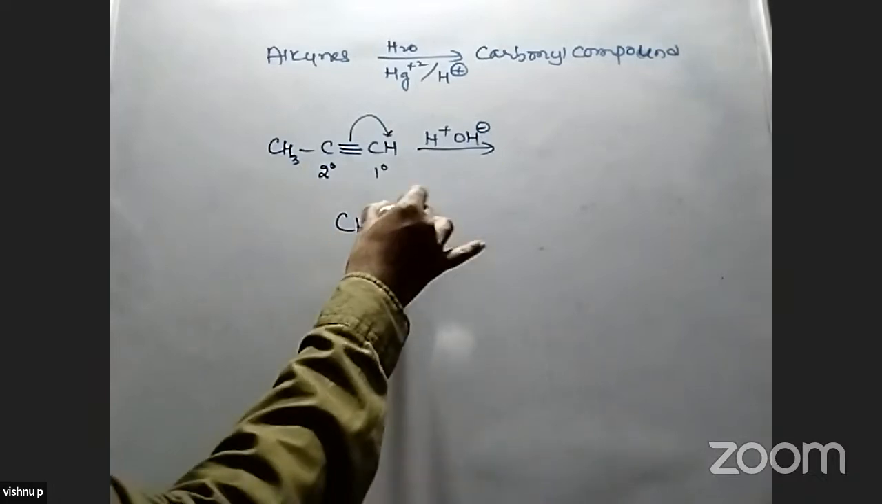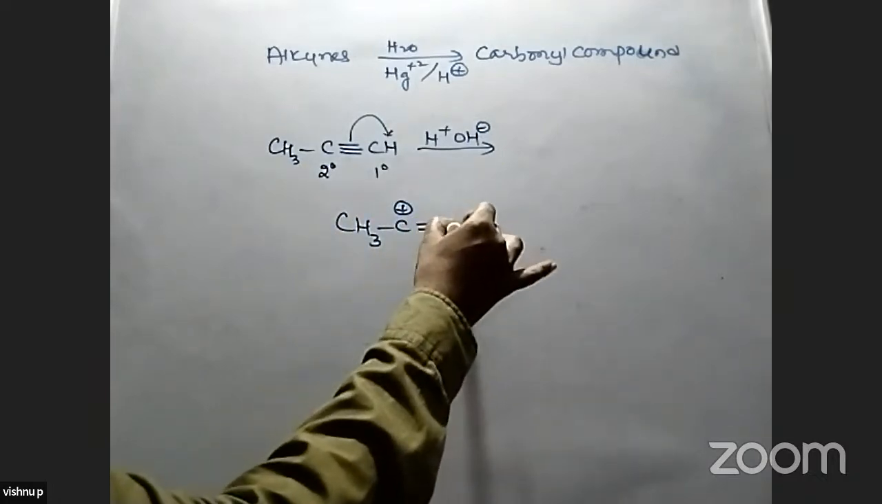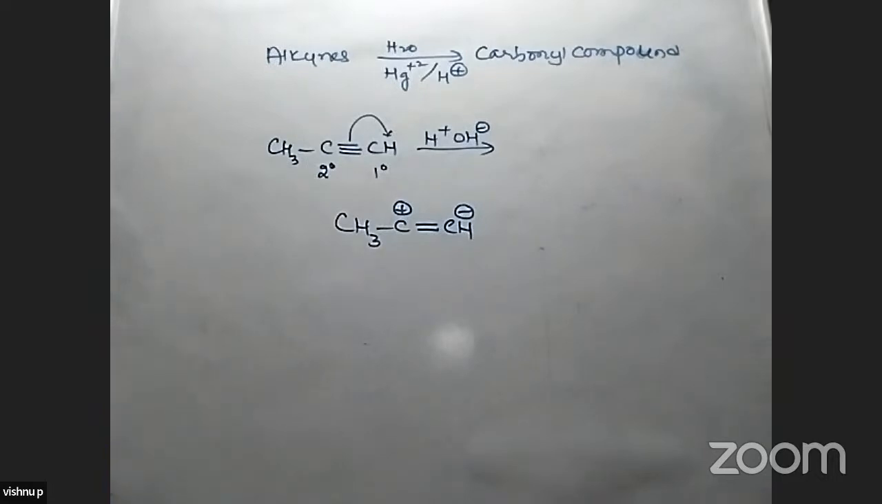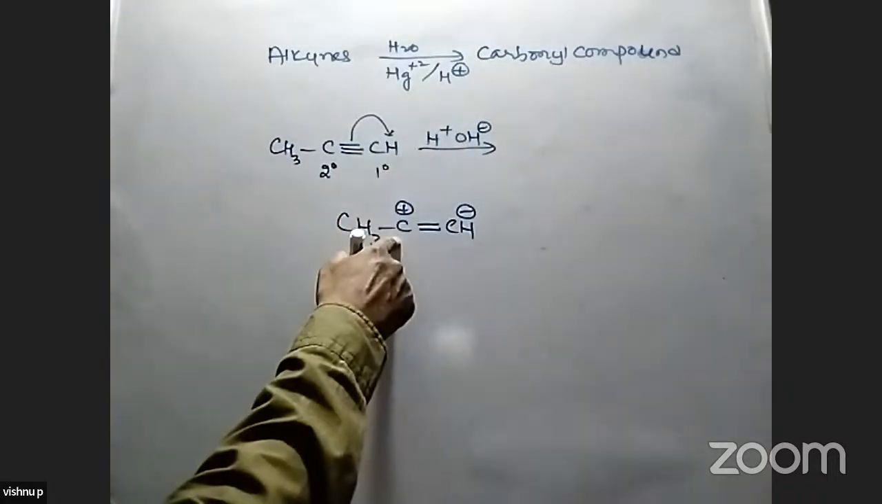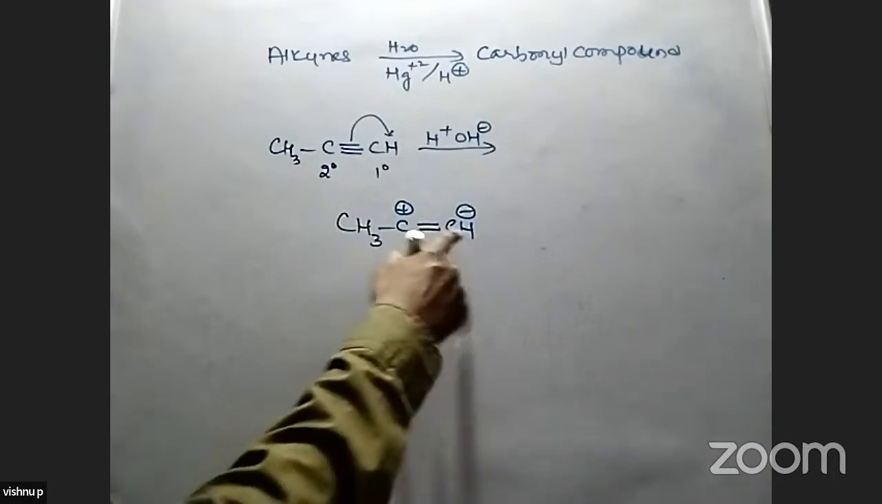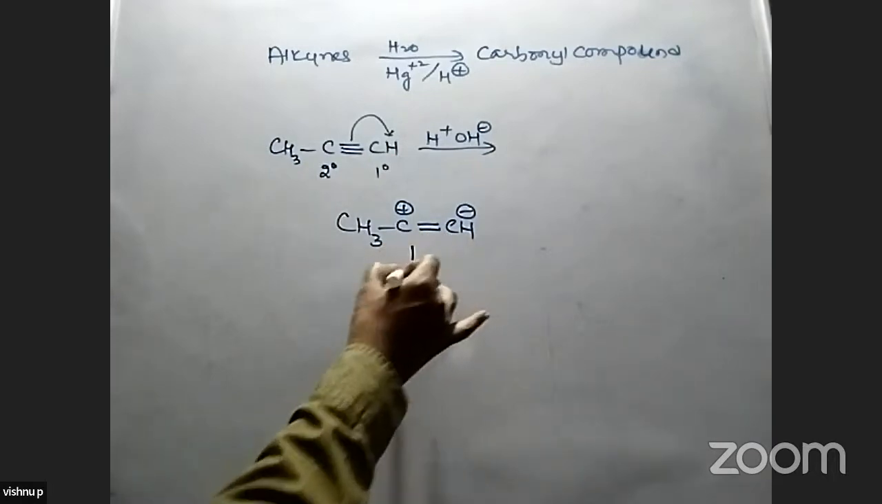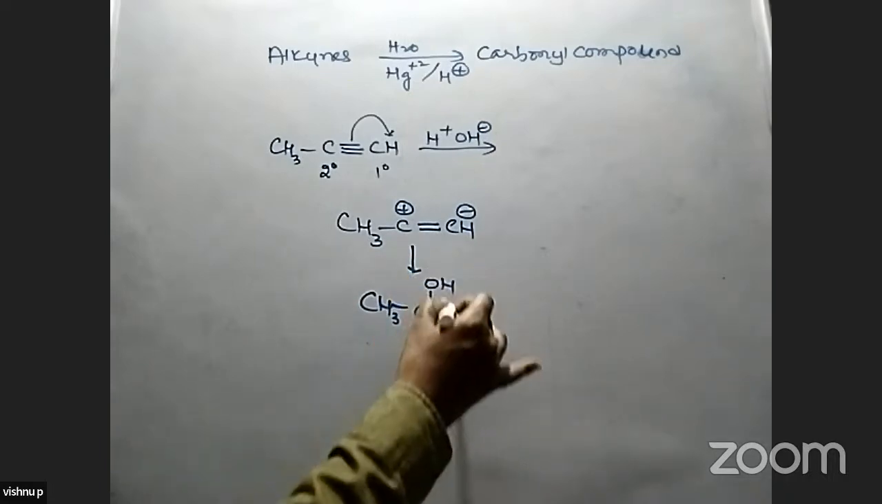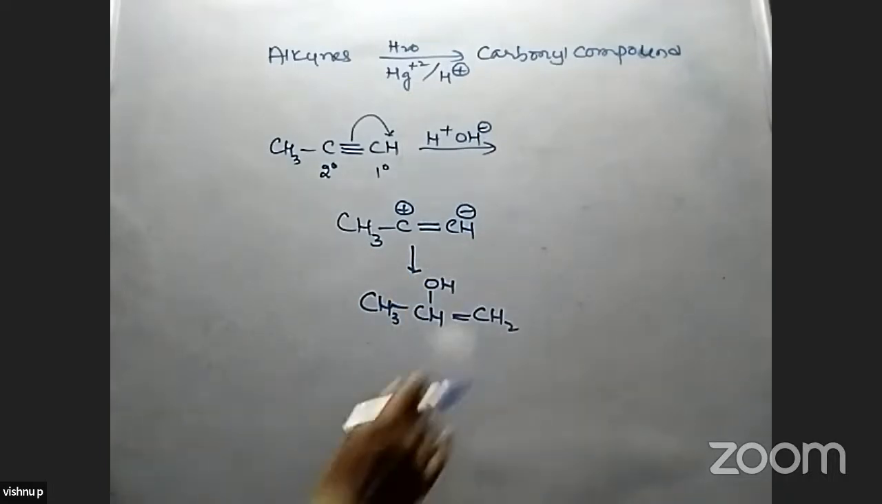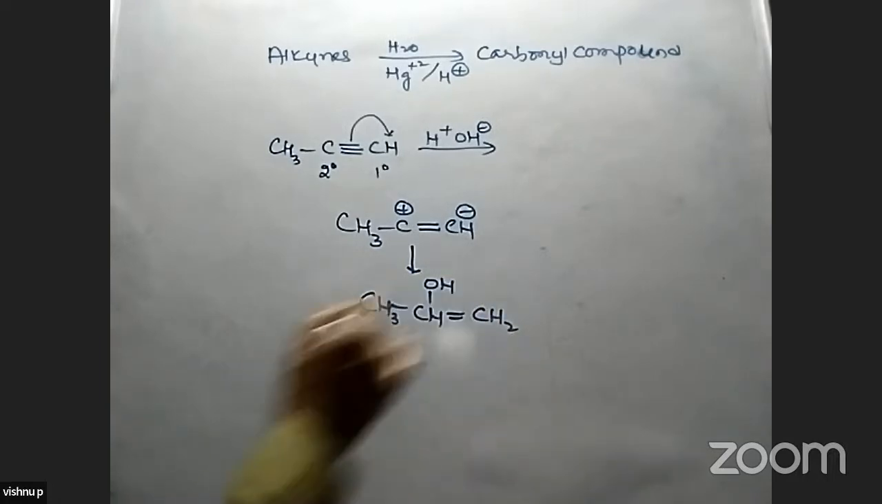Always a stable carbocation is formed in this reaction. Tertiary carbocation is more stable compared to secondary. Sorry, tertiary is more stable compared to secondary carbon. So the OH group is added to the middle carbon, H is added to the corner carbon, and the compound formed is CH3CHOH double bond CH2.